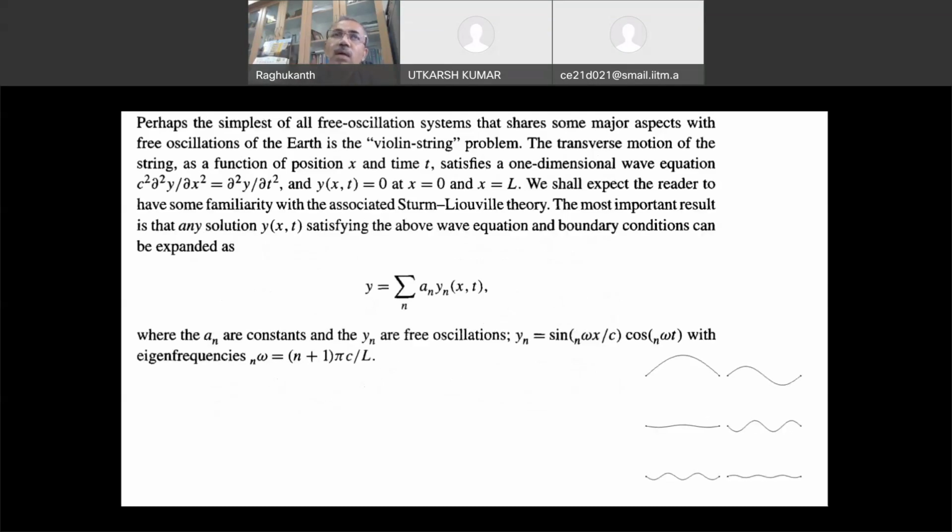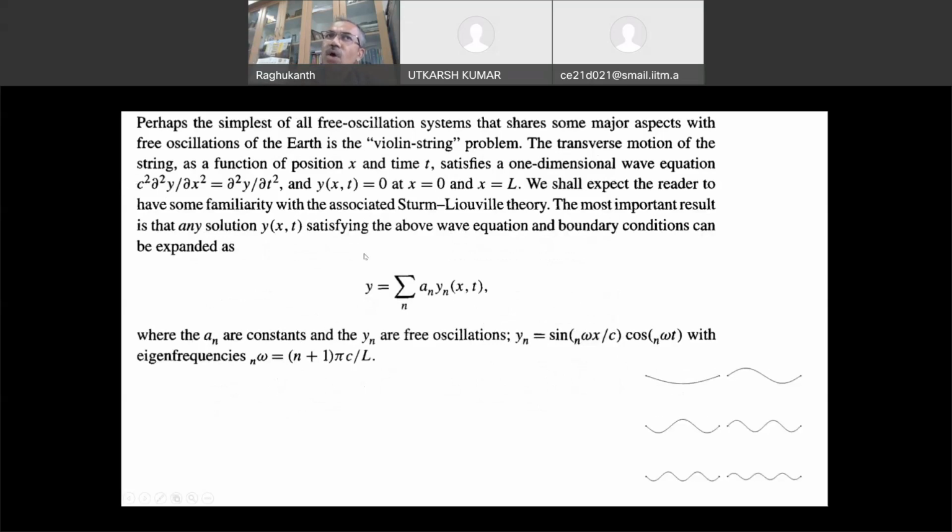I'm just showing this violin string, which is a longitudinal vibration setup. This is the equation of motion. C is the velocity, root of mu by rho or root of E by rho for the string. This is the one-dimensional wave equation. And this is a boundary condition: at x equal to 0, displacement is 0. It is something like a simply supported kind of thing.